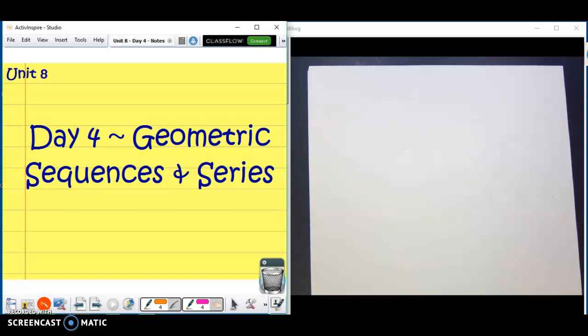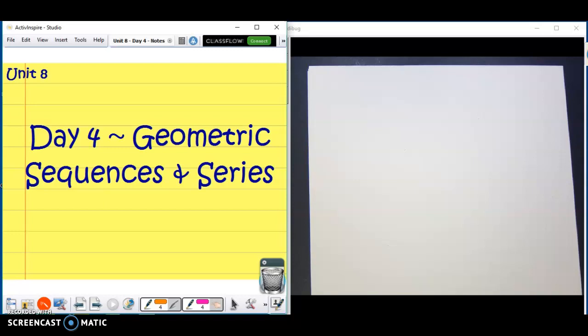This is going to be our last lesson on Unit 8, Day 4. Day 5 is just word problems with this, and you've seen a few word problems on your homework assignments, but we're going to just leave that off for the semester, just to save us a little bit of time. So, last day on sequences and series, and today we're going to focus on just geometric sequences and series.